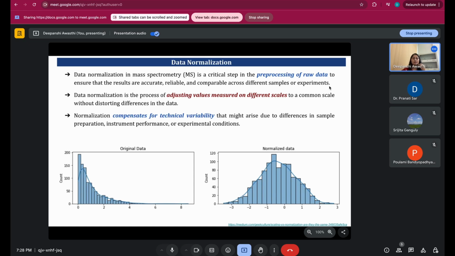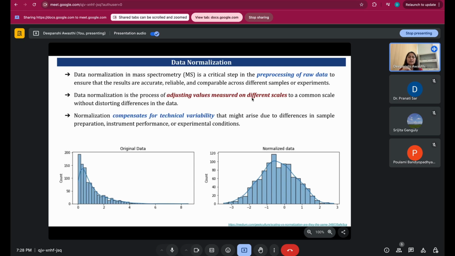So that is what is done in data normalization, because different samples can have different measures taken and different data points present in each sample. So we have to normalize it, bring it to a common scale, so that we can compare those two data sets. That is the purpose of data normalization. It processes the raw data into useful information.